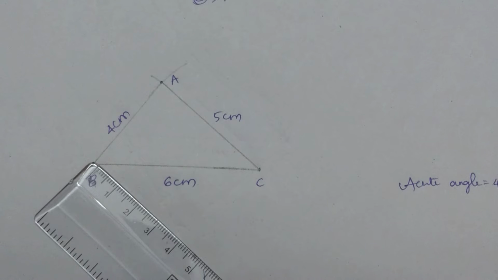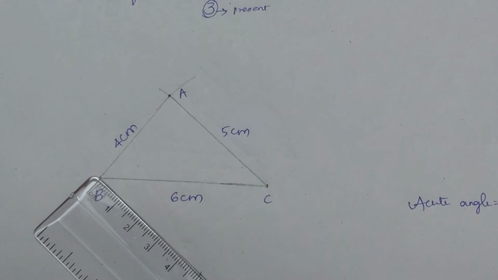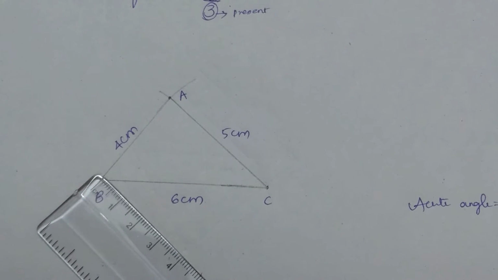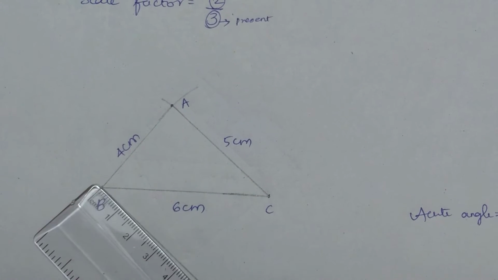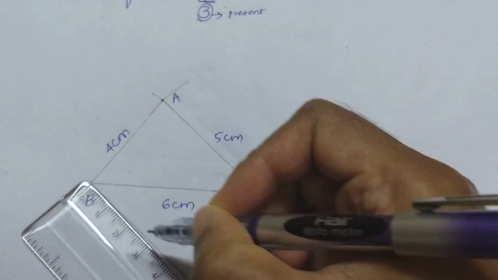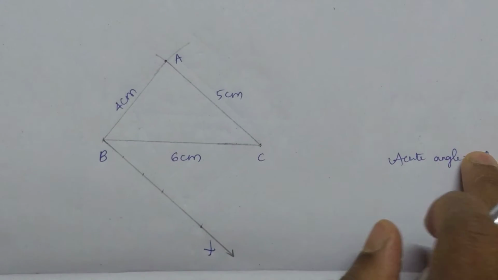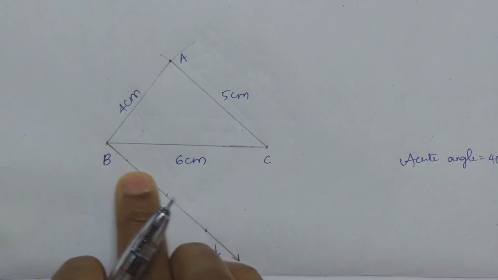So here the points should be equidistant, which means I am taking exact measurements. I will take each point at 1 centimeter distance. So the first point you will get here, second point here, third point here. Draw the points first. Yeah, I have located 3 points.